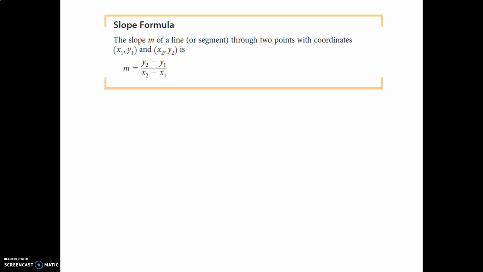So here's the official definition and a conjecture that we're going to put on your conjecture list. The slope, which they call m, of a line or a segment through 2 points with coordinates x sub 1, y sub 1, and x sub 2, y sub 2 is y sub 2 minus y sub 1 over x sub 2 minus x sub 1.